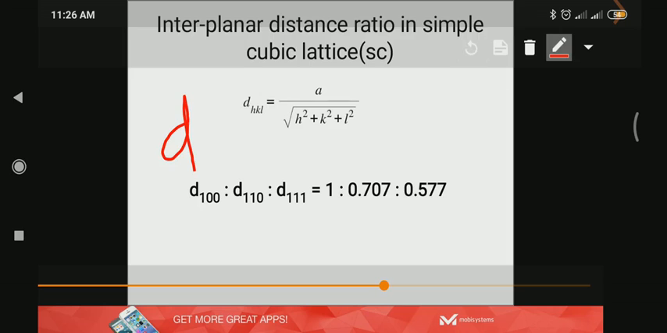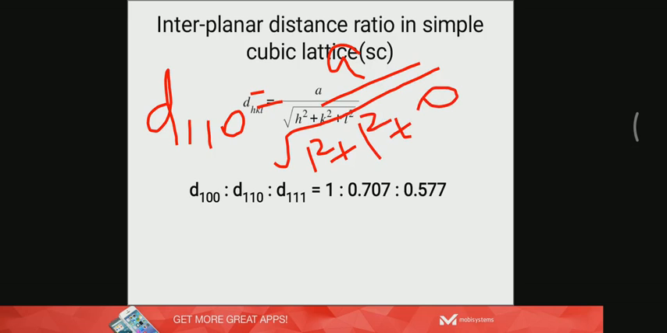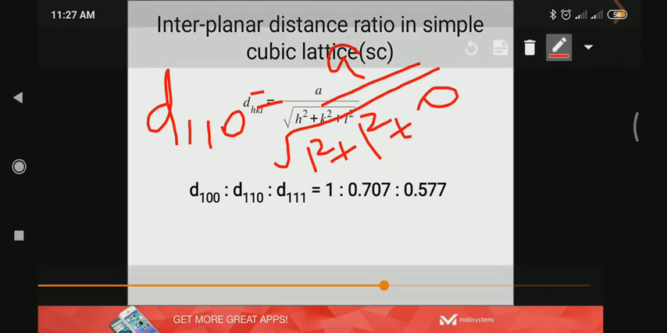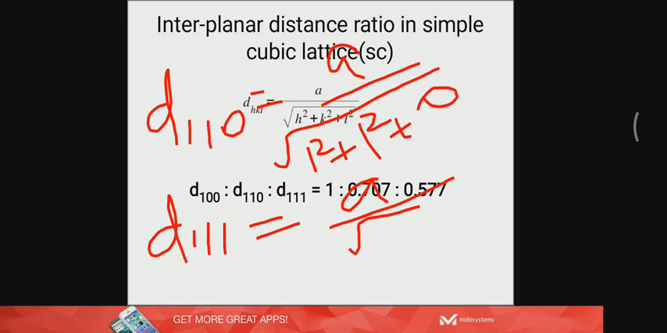Now for the next plane, we will write d110. Alright, d110 is equal to, what do you get? a by root of 1 square plus 1 square plus 0. It is a by root 2. Then the last one, that is d111. What is the value? You can now straight away tell. It will be a by root of 1 square plus 1 square plus 1 square, that is root 3. So we got the interplanar distance for all the three planes.